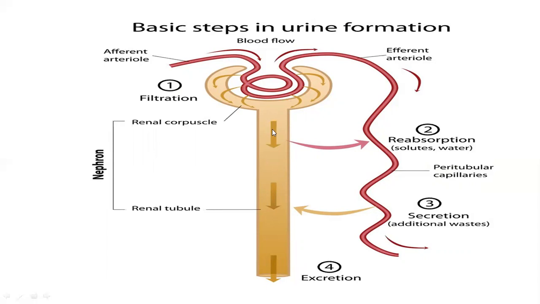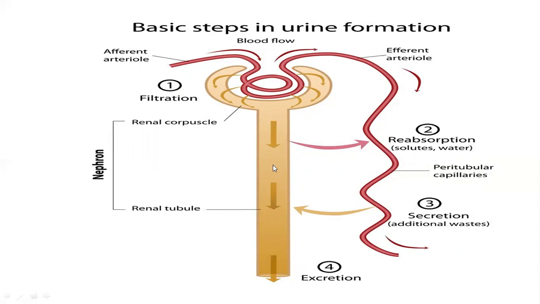As filtrate moves through the renal tubule, the walls of the renal tubule are also permeable, and these are the capillaries surrounding the renal tubule. So all the useful components which I have already mentioned, like water, salts, glucose, vitamins and amino acids, are reabsorbed from the renal tubule into the blood capillaries. That's why it is termed as selective reabsorption.